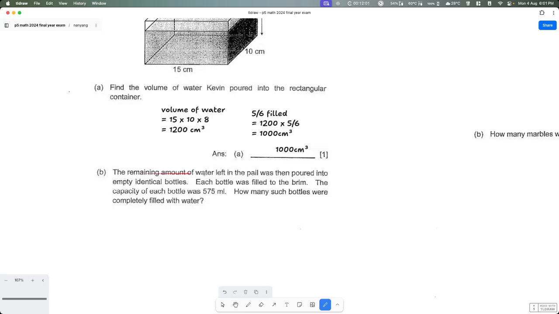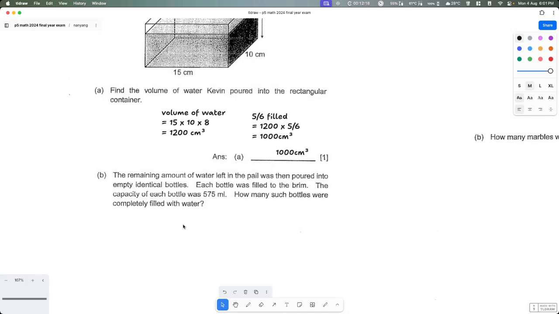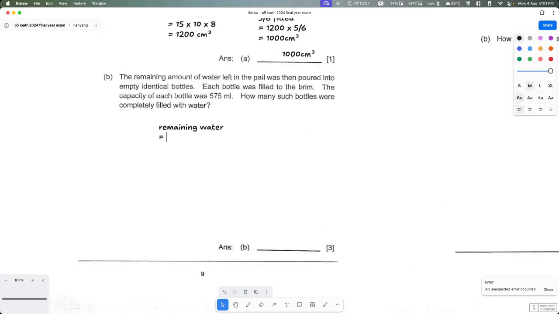The remaining amount of water left in the pail was then poured into empty identical bottles. Each bottle was filled to the brim. The capacity of each bottle was 575 milliliters. How many such bottles were completely filled? So the remaining water is equal to 6,500 minus 1000, which gives us 5,500 milliliters.